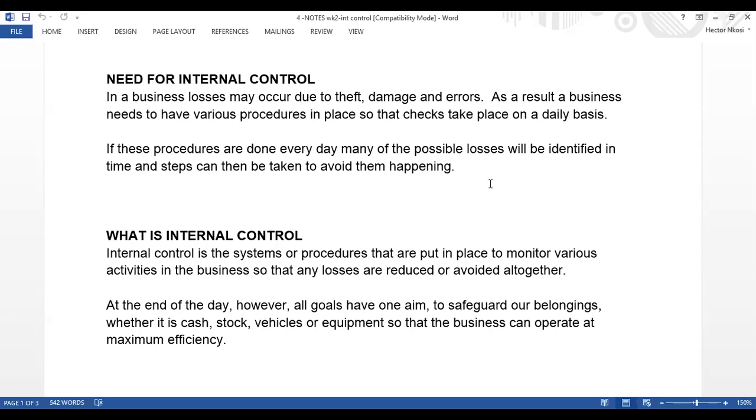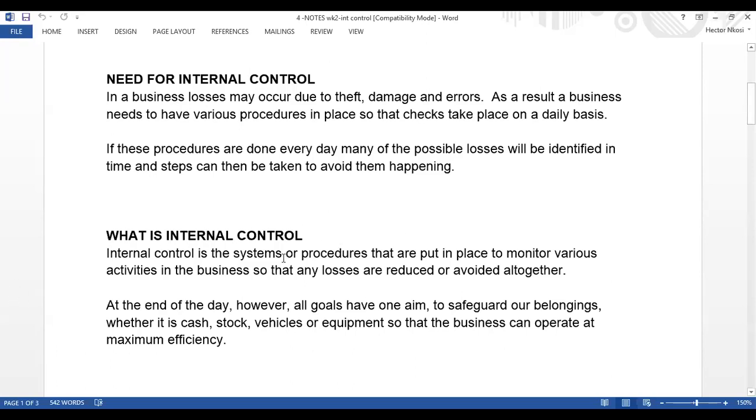Then the examiner can ask you what internal controls the business can implement, basically. So you need to think deeply and see that, okay, they did not do this. If they had done this, it would have avoided that. So it's very important to know your internal controls.